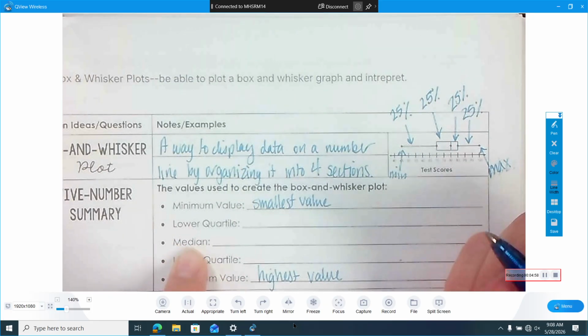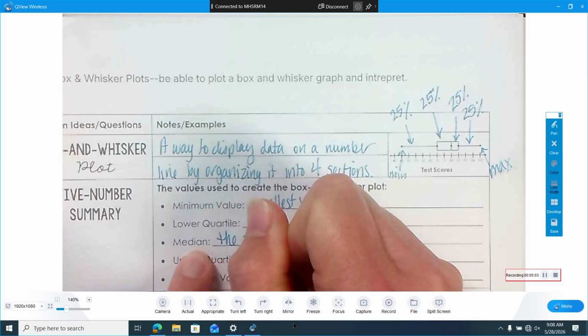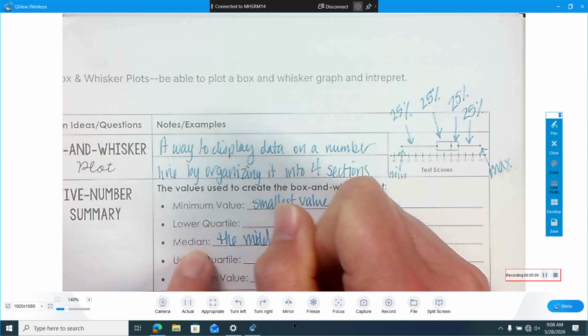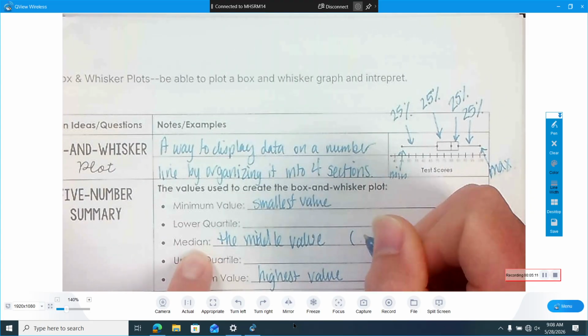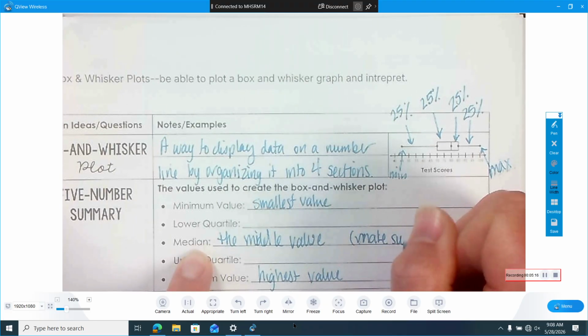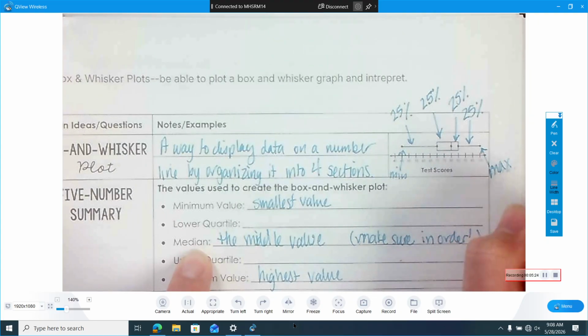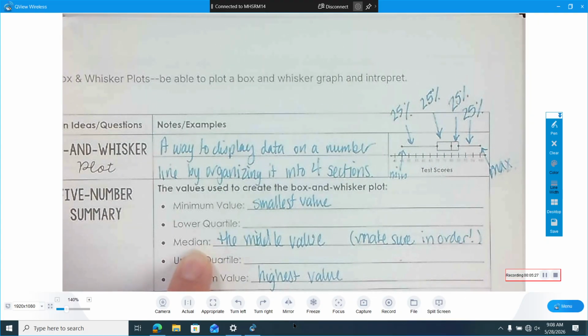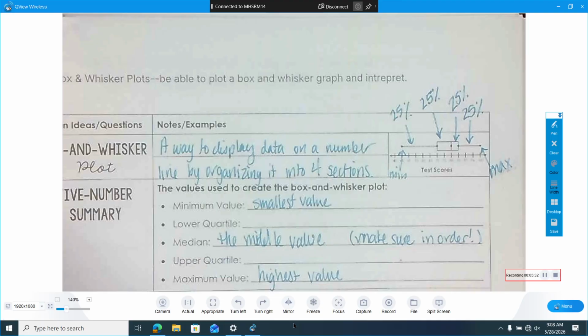All right. And this is the middle. There's an I in there, M-I-D-D-L-E, the middle value. All right. And of course, we have to make sure that our values are in order. Make sure you're in order. Get all your values in order. That's always a good first step here. So we find the very median, and then we have a lower quartile and an upper quartile.